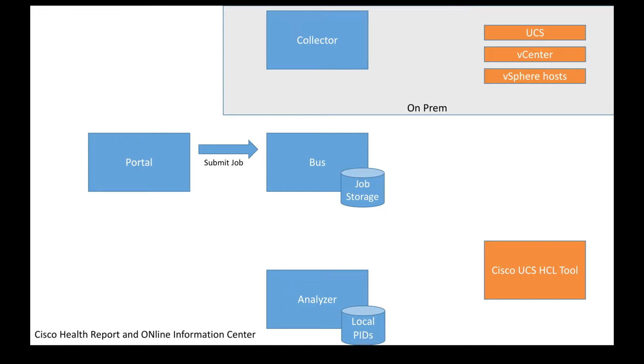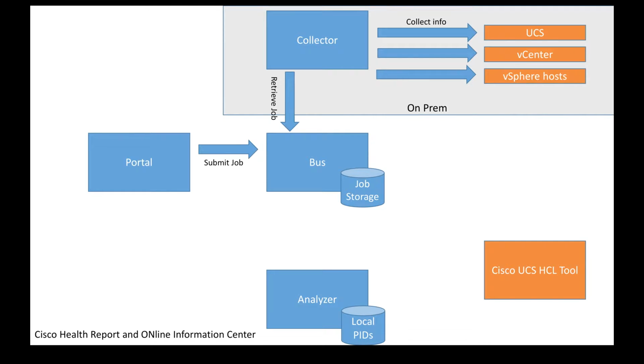The first step is you submit the job. We did that just a minute ago. The collector is sitting out there. It's polling the message bus all the time, trying to see if there's any new jobs. So as soon as we submit that job, it's going to pick it up, and then it's going to start collecting the information. So the collector's fairly dumb. It's just taking instructions that it's given, which are going to be API calls for the most part, and then it's going to be running those against the different infrastructure components. So once it collects all of that data, it then submits that back to the message bus.